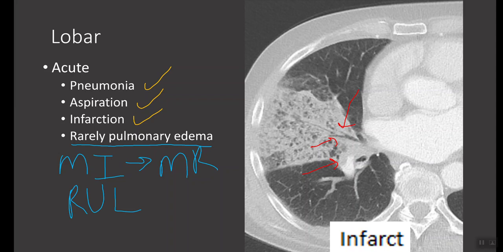So if you were to see right upper lobe lobar consolidation in the setting of an acute myocardial infarction, that could absolutely be an unusual pattern of pulmonary edema. This has been well reported in the literature.